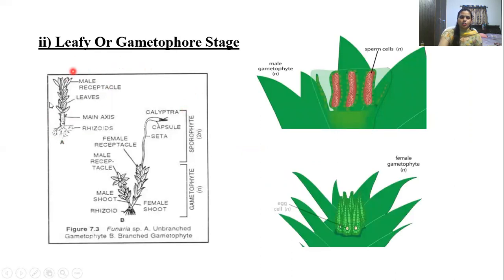In this picture, what you are seeing is the unbranched gametophyte. In the unbranched gametophyte, you can see the root-like structure, which is the rhizoid, and the stem-like structure, that is the axis, or it is also called the caulid. And it also consists of leaves, which are spirally arranged around the axis or stem.